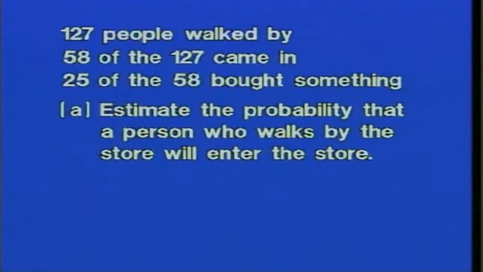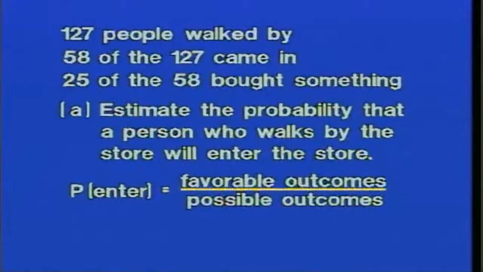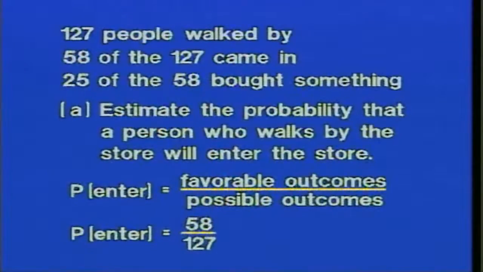First question says, estimate the probability that a person who walks by the store will enter the store. We can figure the probability of entering as favorable outcomes over possible outcomes. Favorable outcomes, well, let's see. The numerator would be those people that actually came into the store. Well, 58 people came into the store. The possible outcomes would be the people walking by. 127 people walked by. We turn this into a decimal, and here's our probability number.